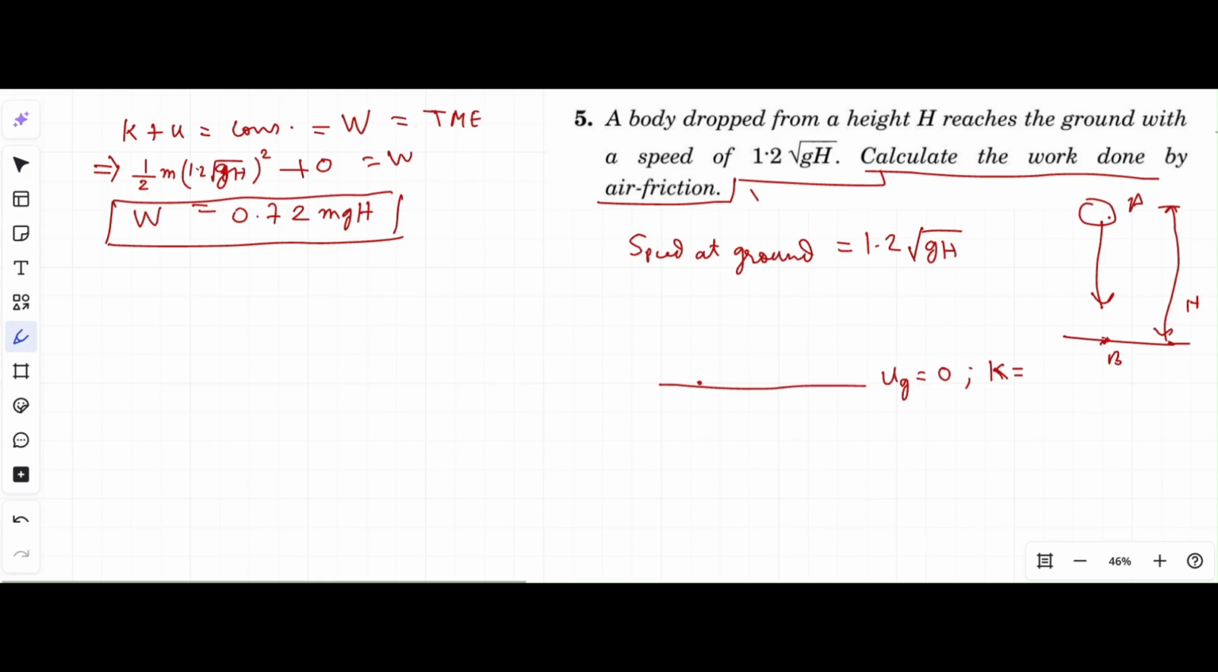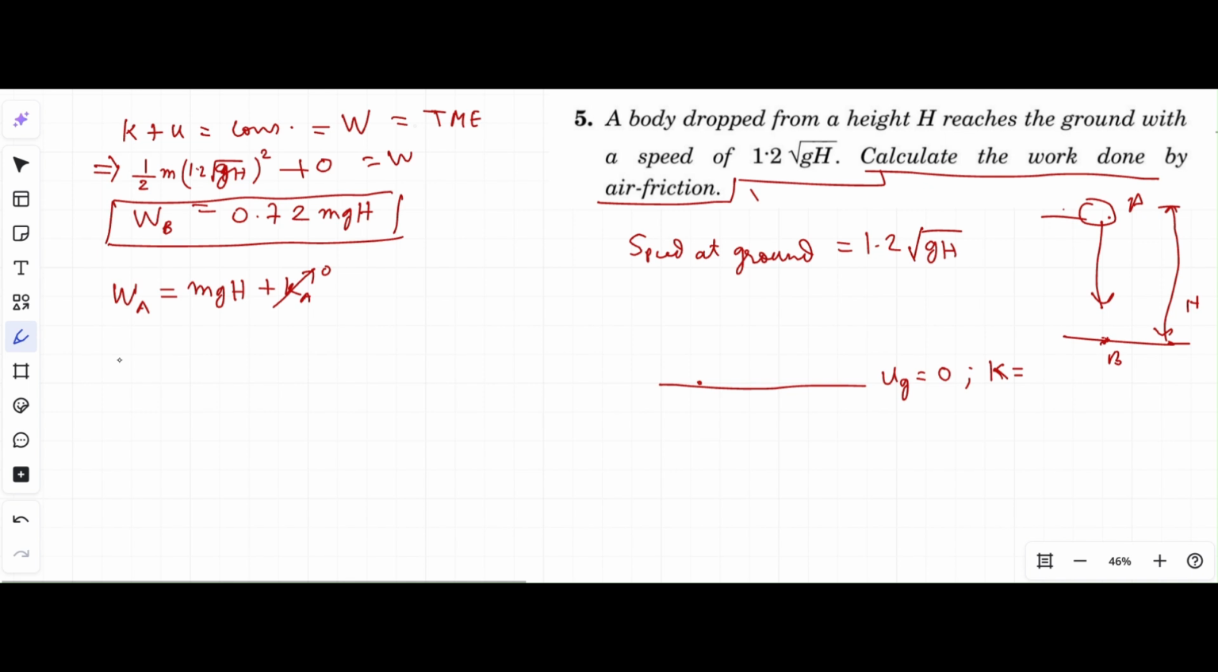What will be the work done by the force of gravity? We know that at point A there will be some mgh potential energy, and when it reaches down, this is the work done at B. We know that the work done at A, or the mechanical energy at A, is equal to the potential energy mgh, and the kinetic energy is 0 at this point. Kinetic energy at A is equal to 0 because there is no velocity. It is coming from rest, the body is dropped.